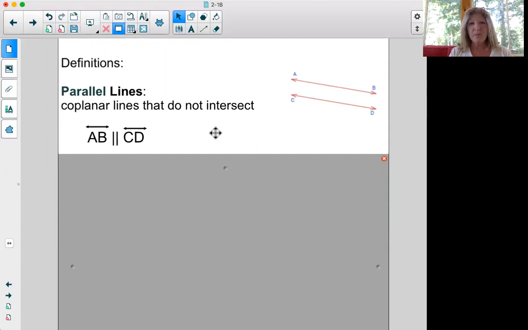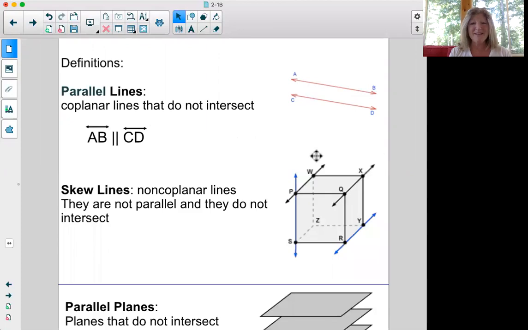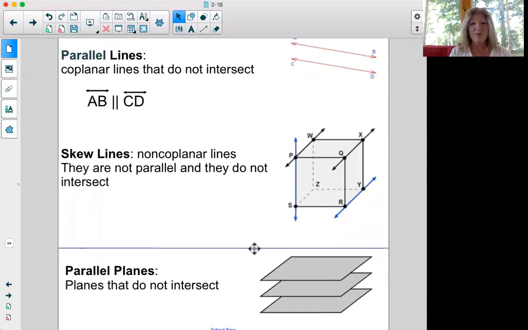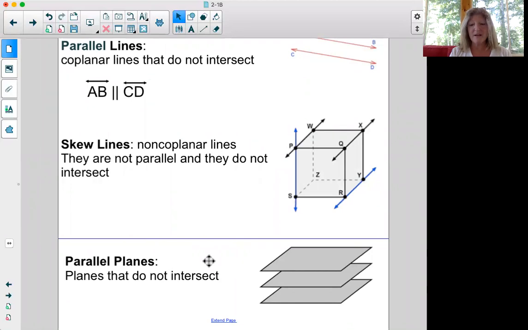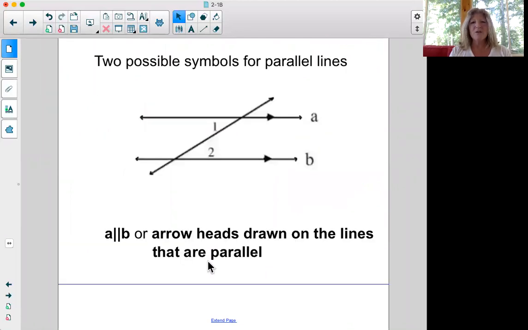Now, one of the symbols for parallel lines is this symbol right here, these two straight lines that look like parallel lines. Now, skew lines, on the other hand, are non-coplanar lines that never intersect. And I know we've defined that before, but just as a review, parallel planes are planes that never intersect. So for parallel lines, there are two possible symbols that you could see that would indicate the lines are parallel. One possible symbol is these fat arrowheads that match. And the other symbol is, like on the previous slide, line A is parallel to line B.